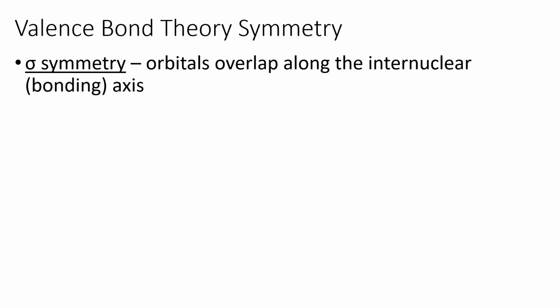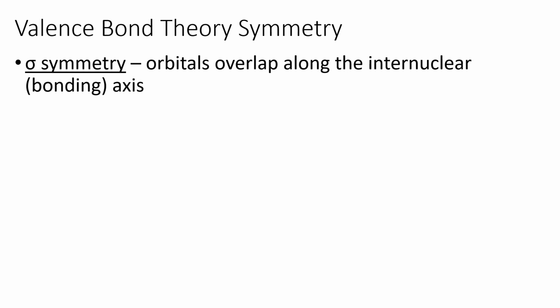So now let's delve a little bit more into the valence bond theory and what that's going to look like as we start to form our molecules. One of the things we're going to be looking at is our symmetry. And with our symmetry, one of the types we're going to have is sigma symmetry. This is where we see the overlap of those orbitals along the internuclear axis, or what is oftentimes referred to as the bonding axis.